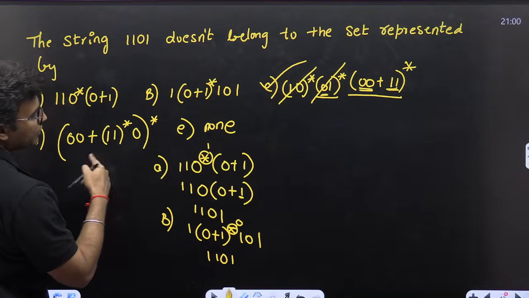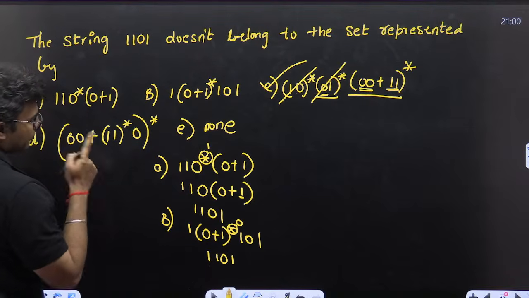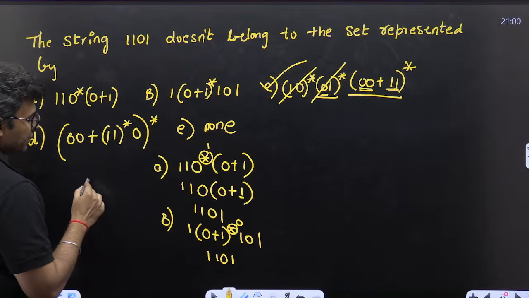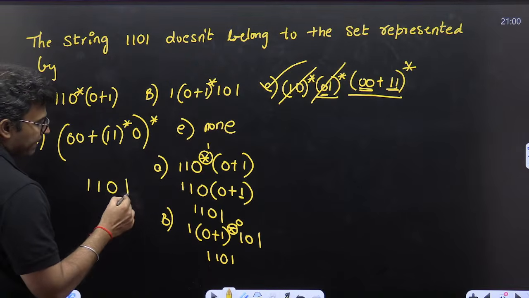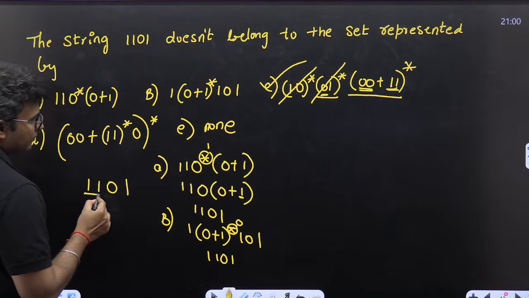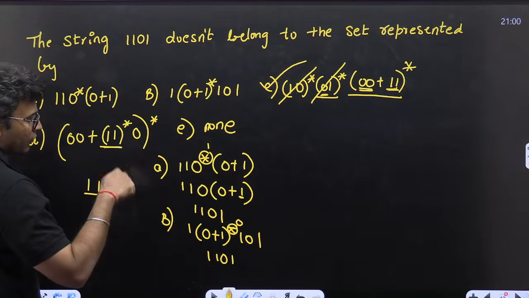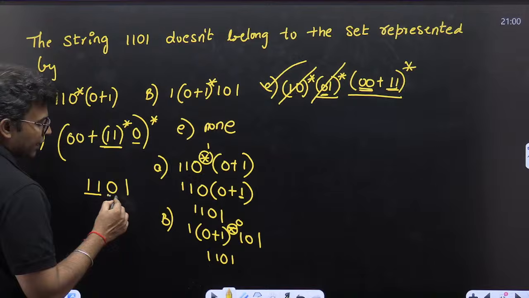Now if you look at this, it has to start with 1 1, right? See, 1101 requires 1 1. So definitely you'll be able to generate 1 1. After that you need a 0. Okay, I will get a 0.